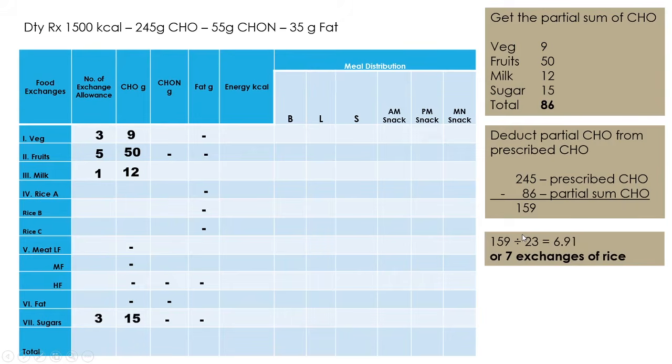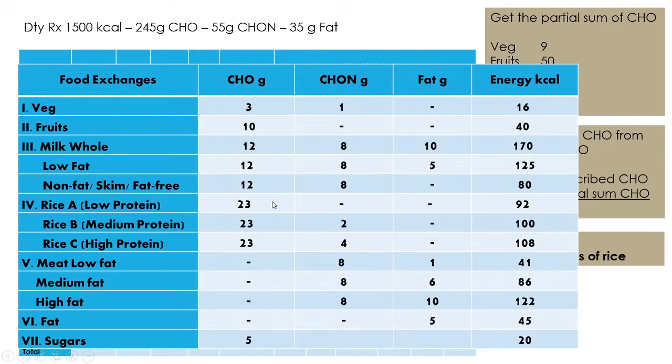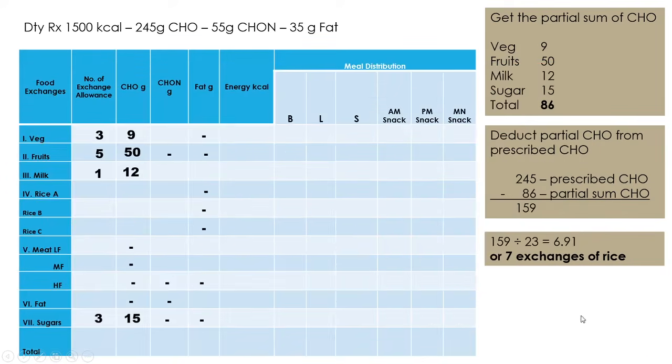So now that we have this, we will divide 159 by 23, which gives 6.91. So where did we get 23? Again, the value per exchange of rice is equivalent to 23 grams of carbohydrates. We divide it, and now we have 6.91, or you can round that off to 7 exchanges of rice. We will now distribute: rice A 1 and rice B 5.